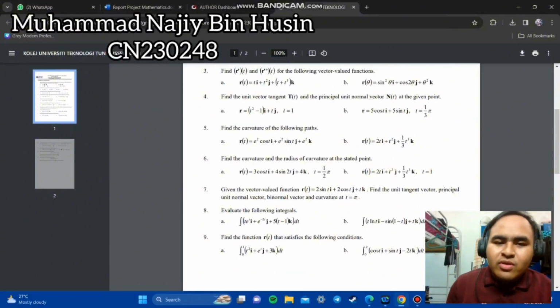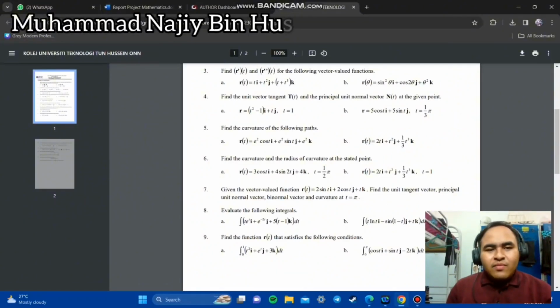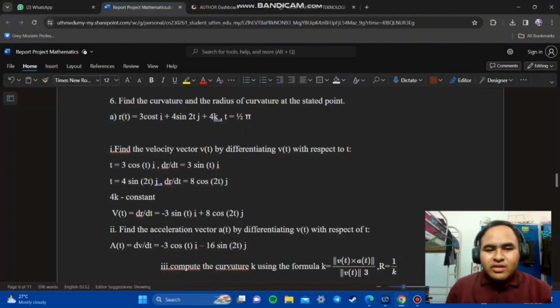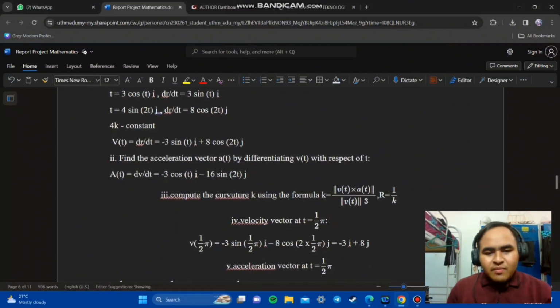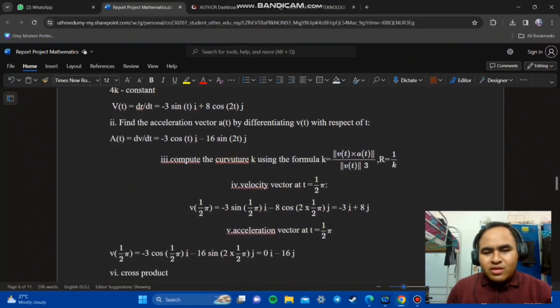Assalamualaikum. I'm going to cover the vector questions for numbers 6 to 9. Go to question number 6. Find the curvature and then the radius of curvature at the starting point. First, we differentiate the first equation to get the velocity vector. And then we differentiate the velocity vector to get the acceleration vector. And then we compute the curvature k using the formula given.